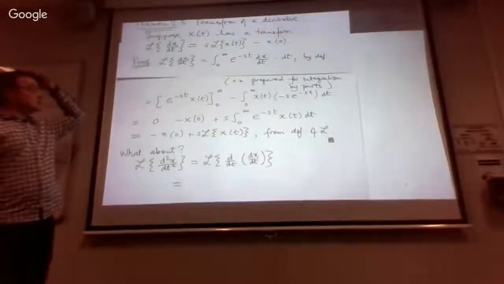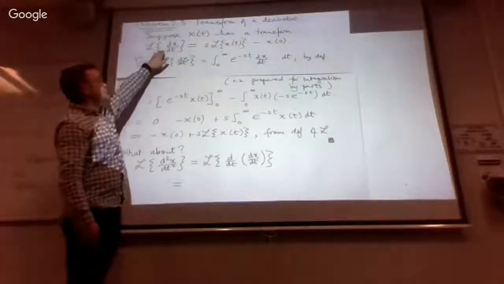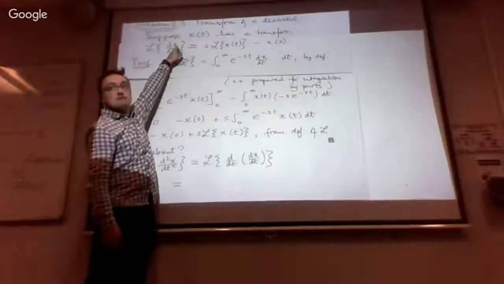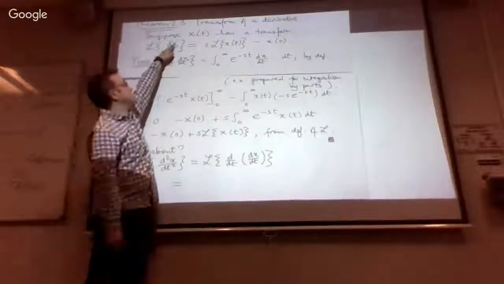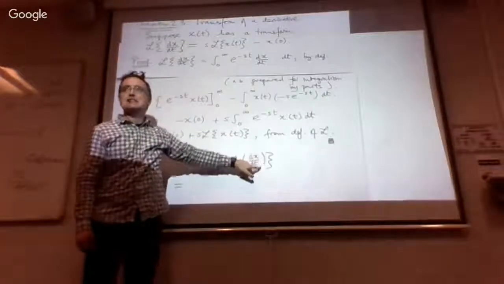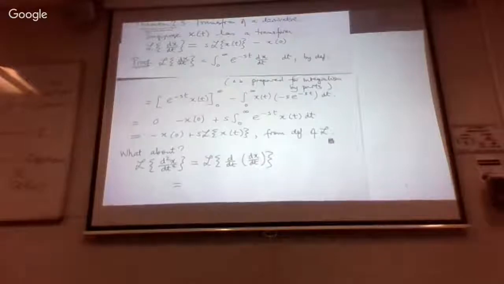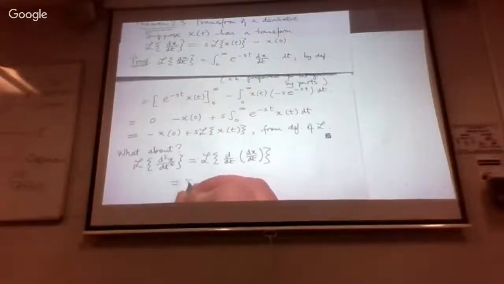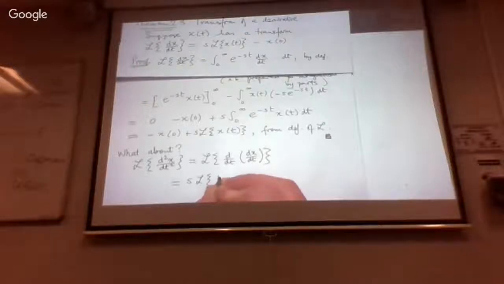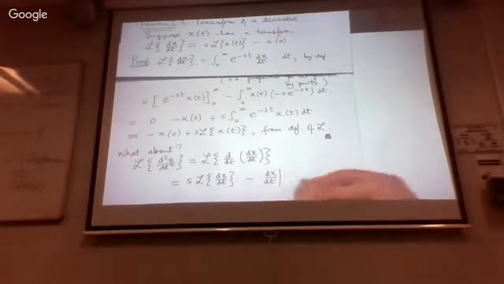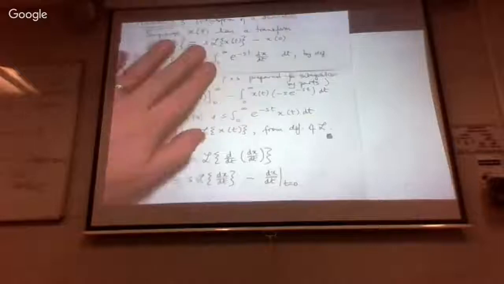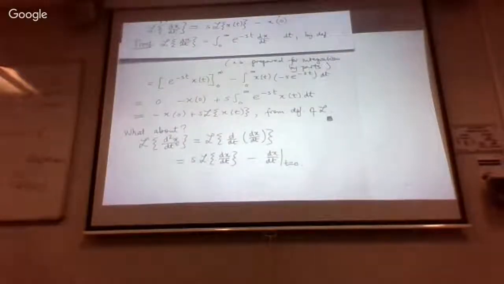Well, hang on. We've just proved a property that tells us how to take the Laplace transform of a derivative of something, something being the x. So we just need to apply this now, where instead of x, we're thinking of dx dt. So just by immediately applying the theorem again, it's s times the Laplace transform of dx dt minus the derivative dx dt evaluated at t equals 0. Okay, so that's just applying the theorem.